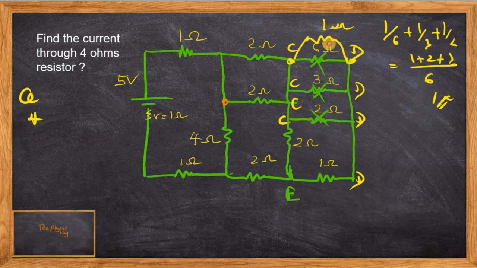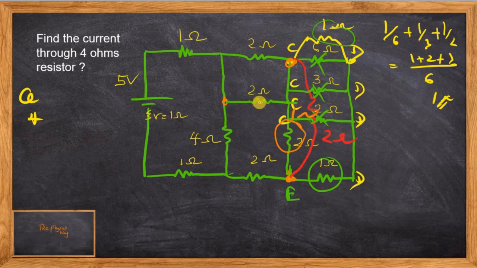So 1 plus this one, these are in series. So 1 plus 1, that's 2. That's 2 here. So between C, D we have 2 ohms. Then again, from this C to E, of course you can see only one resistor, this 2 ohms. 2 ohms and 2 ohms, these two are parallel. So 1/2 plus 1/2, that's 1 ohm. So between C and E, now we have only 1 ohm.